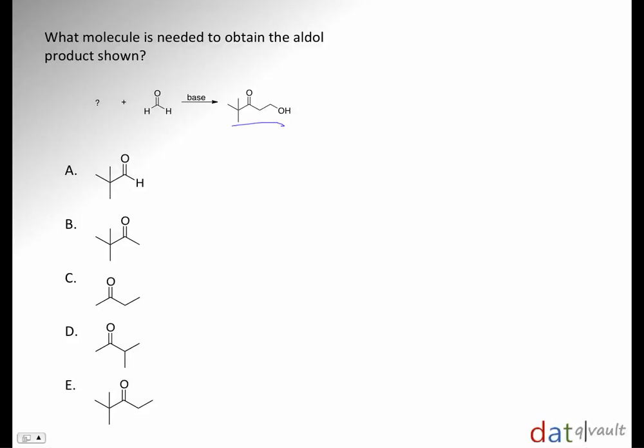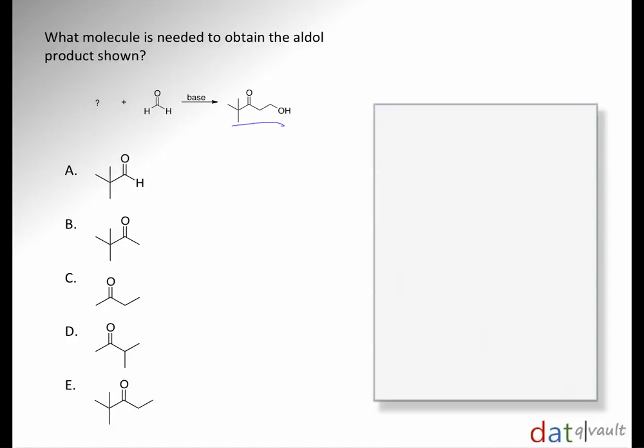Alright, so in this question we're asked for a reactant which forms this aldol product here on the right hand side. So actually the easiest way to do this problem is to draw out the product, and then we're going to figure out which carbons and oxygens come from formaldehyde over here, and then which carbons are going to come from the other reactant.